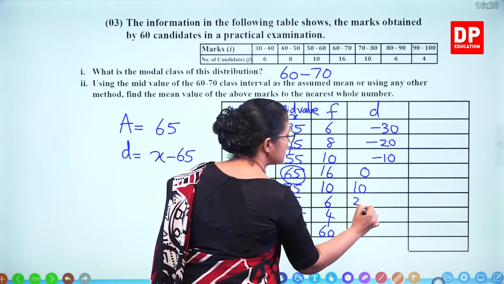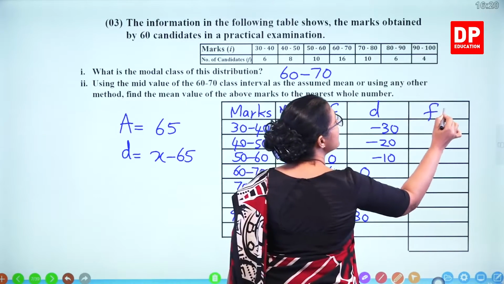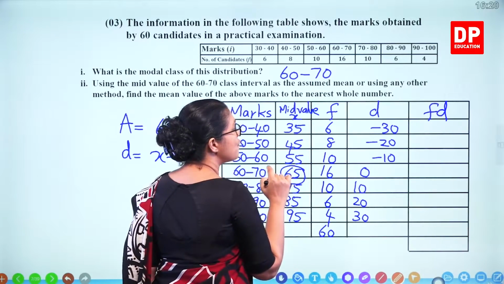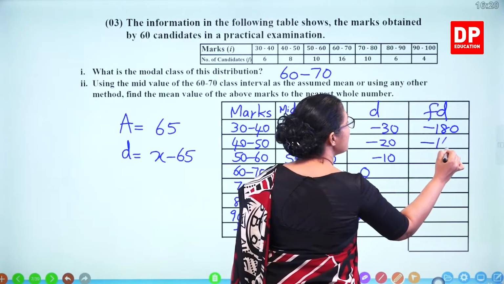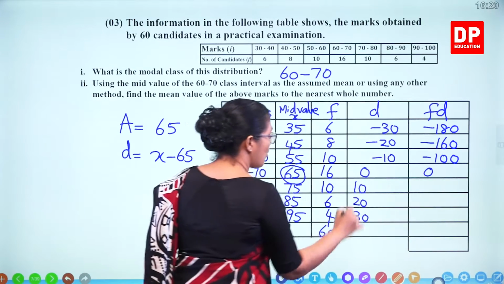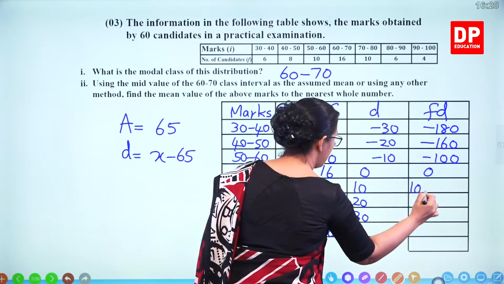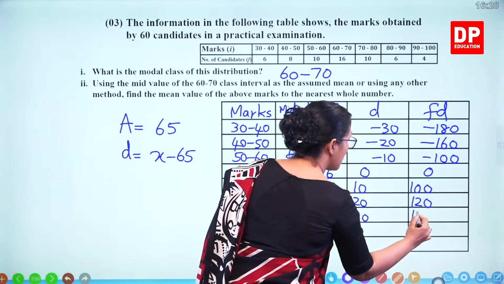Positive 10, 20, 30. So when you multiply these two columns, you get fd: minus 180, minus 160 and minus 100. And positive values 100, 120, 120.